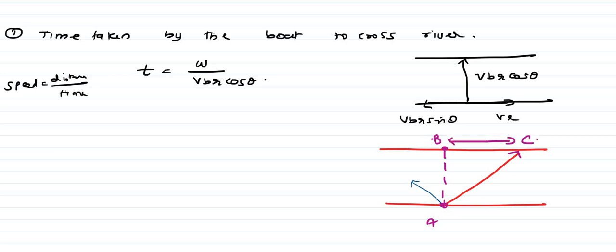So BC is nothing but what? BC is the drift. Drift means from the original position we have moved. So what is drift? The drift is the horizontal displacement, correct? The horizontal distance traveled. So distance traveled is what?